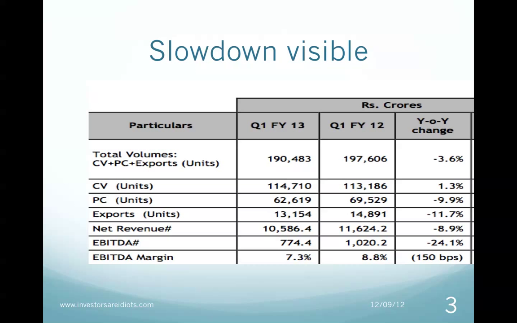Slowdown seems to be visible in Tata Motors. The first quarter 2012-13 results for the Indian business of Tata Motors showed that commercial vehicles and passenger car sales volumes were down. Passenger car sales volume was down 10%. Exports were down on a global economic downturn. Margins were down, indicating tough business conditions, increased input costs, lack of pricing power, and high competition in the auto sector in India.